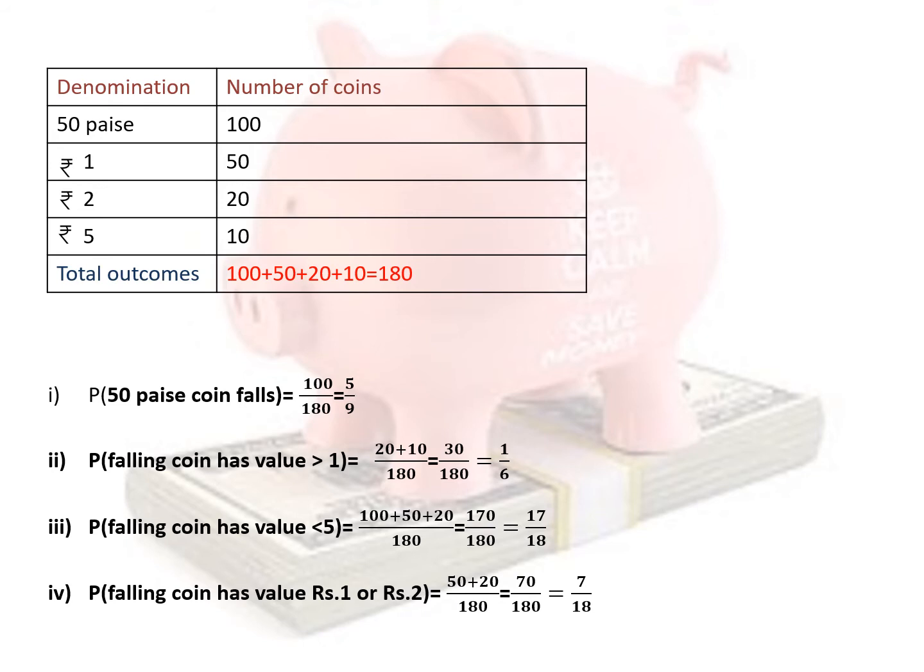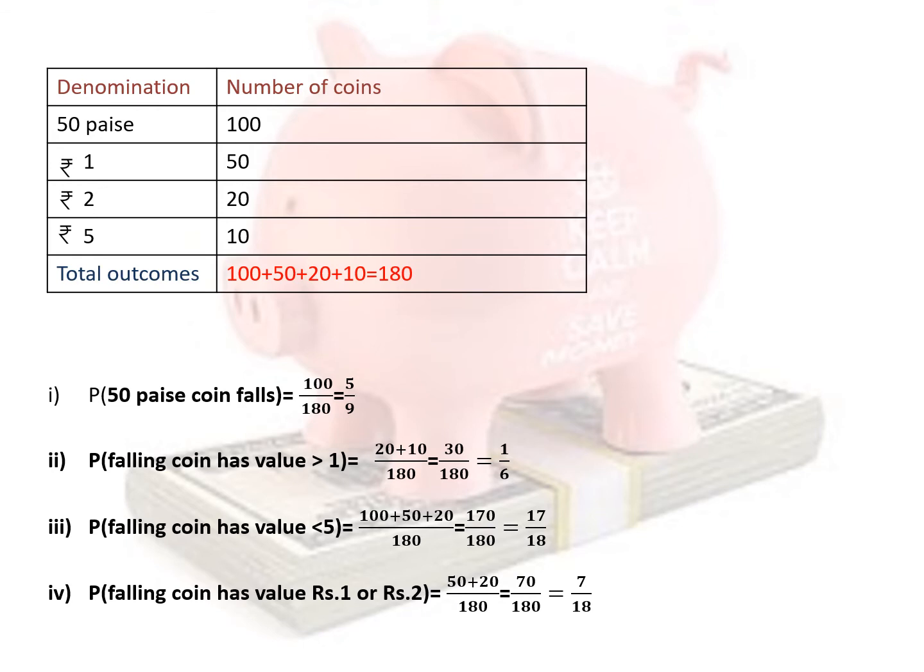Next they are asking you to find the probability of falling of a coin which is having value greater than 1. So in greater than 1 we will include rupees 2 and rupees 5 coins. So that is 20 plus 10, which would be equal to 30 upon 180, which in turn will give you 1 upon 6.